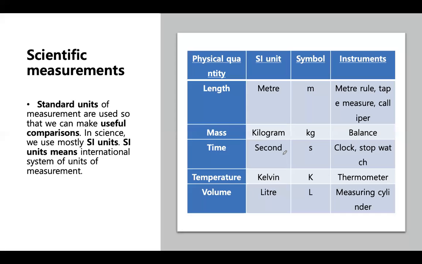All right, so let's go to standard units now. Standard units are used so that we can make useful comparisons in science. In science, we mostly use standard units. Standard units mean international system of units of measurement. So as you said earlier, it can be used anywhere in the world, right? And we have some here.